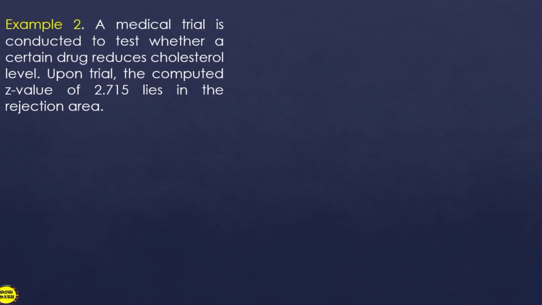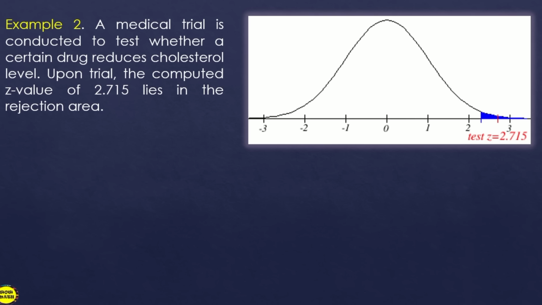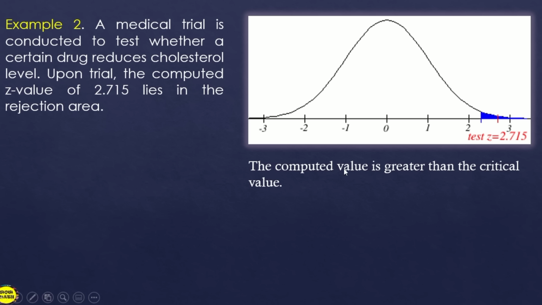Next, a medical trial is conducted to test whether a certain drug reduces cholesterol level. Upon trial, the computed Z value of 2.715 lies in the rejection area. So, as you can see, ito ay Z value, normal curve ito. Makikita natin sa graph na the computed Z value is nasa loob siya ng rejection region natin. Ibig sabihin, ang computed value natin dyan ay greater than sa critical value.